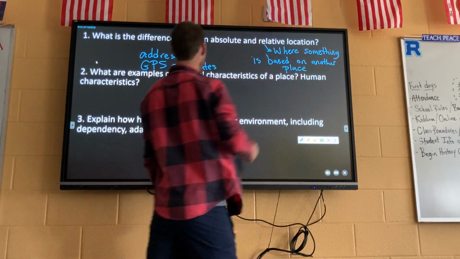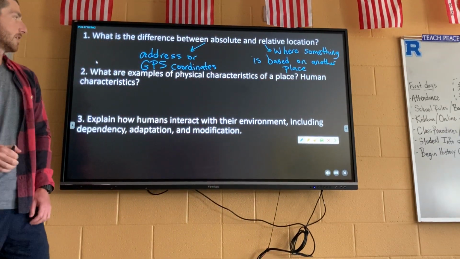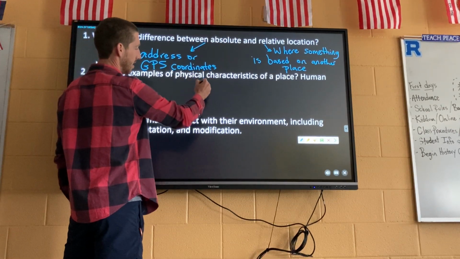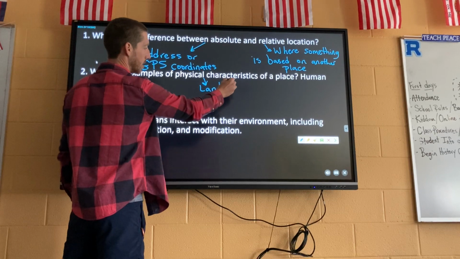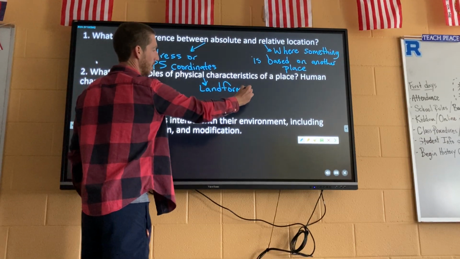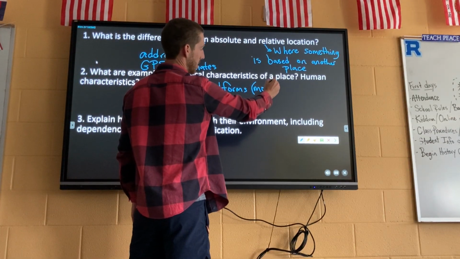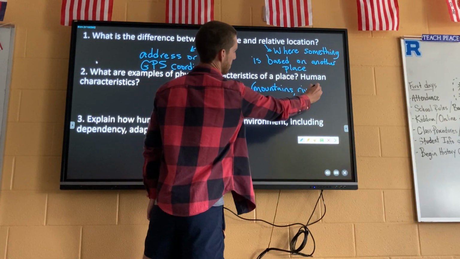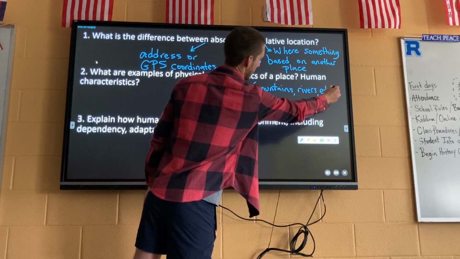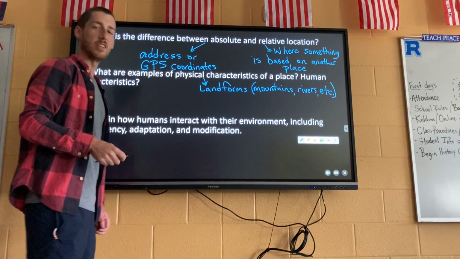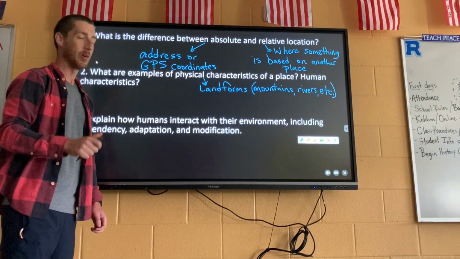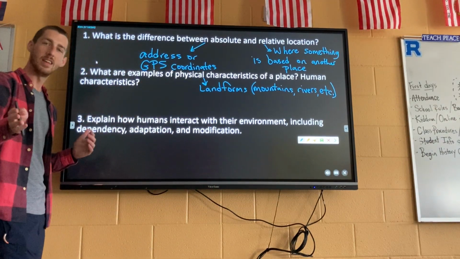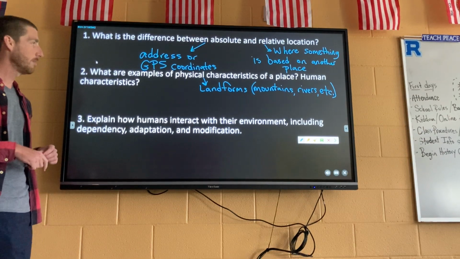Okay? Cool. Physical characteristics. What are examples of physical characteristics of a place? Landforms. Those are mountains, rivers. Now I was going to put etc. You're a junior or senior, hopefully you know what landforms are by now. But if not, landforms are things like mountains, hills, rivers, beaches, anything that's out there in the physical environment, okay?